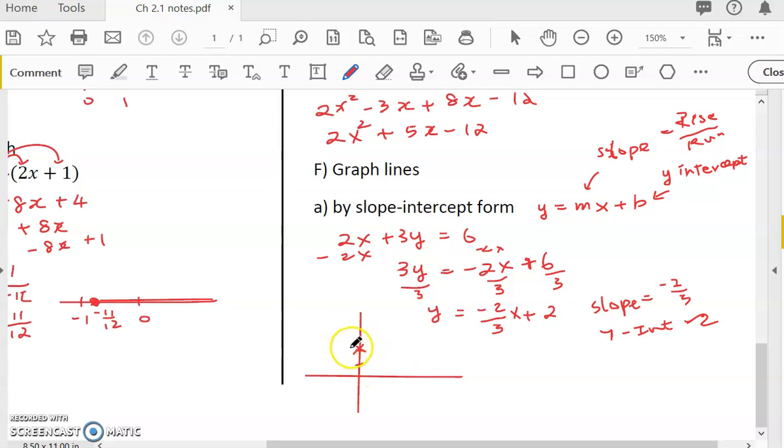So to graph it, I would just do 2 here, 1, 2. Graph the first point. This is actually a point on the line. And then I drop 2, run 3. 1, 2, 3. This is the second point. Okay, graph the line. We can also graph this by using a graphing calculator, and I'll do it in the third video.